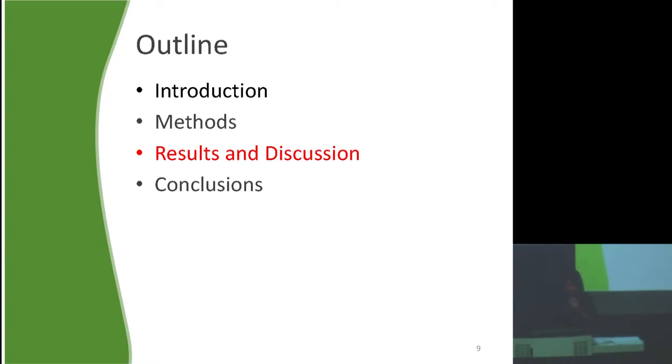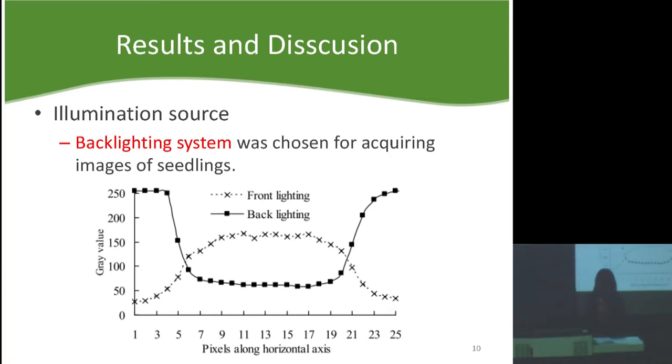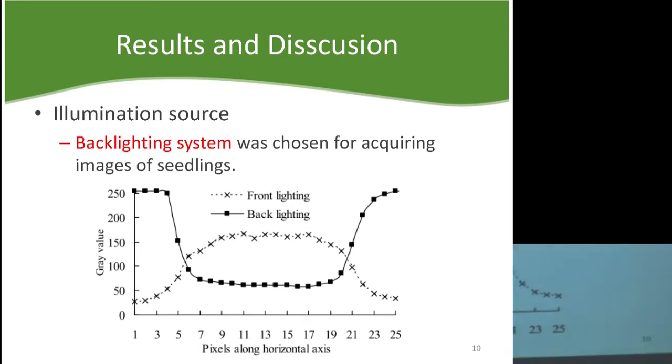Let's look at the results and discussion. Here are the results of the illumination source. About this figure, we can see that along the pixel horizontal axis, the gray values of the pixels were extracted from the images acquired from the front lighting as well as from the back lighting. The bottom part of these two curves indicates the seedling diameter, and this range indicates the background of the image.